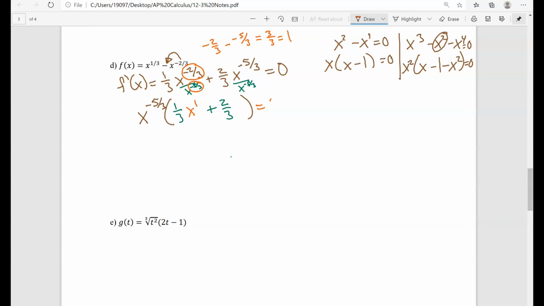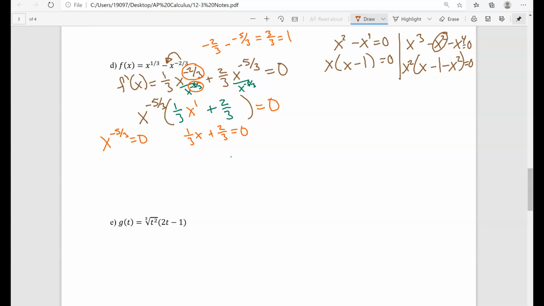And then we're just going to set this equal to 0. All I really have to do now is set both factors equal to 0. So I got x to the negative 5/3 is equal to 0, and then 1/3 x plus 2/3 is equal to 0.